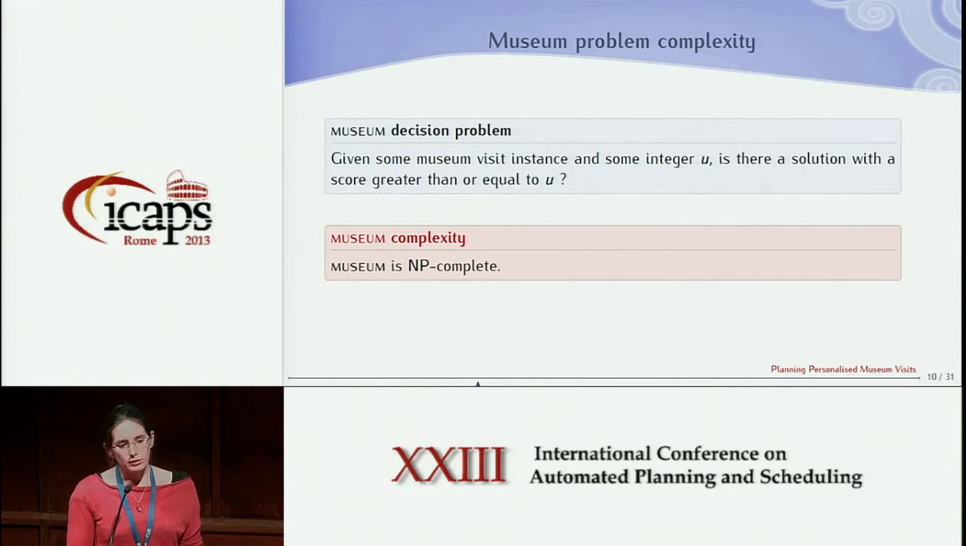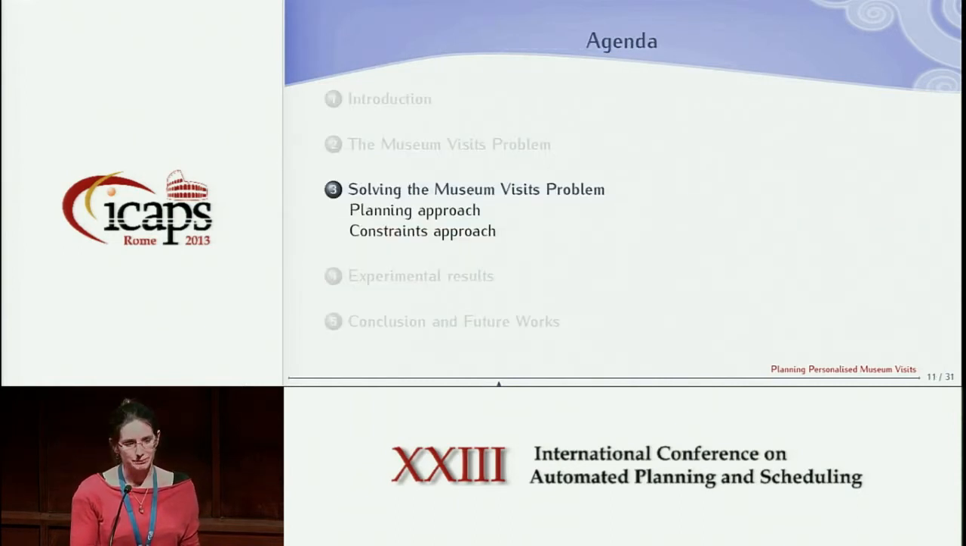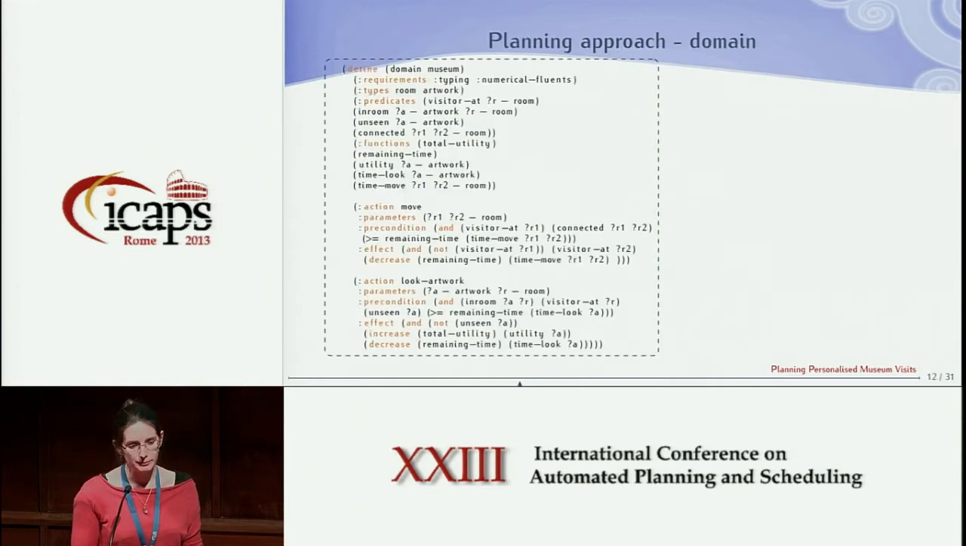We describe the museum decision problem as follows: given a museum visit instance problem and an integer u, is there a solution with a score greater than or equal to u? This is the museum decision problem, and we have shown that this problem is NP-complete. Now that we have presented the problem, I'm going to show you two different approaches to solve it. The first one is a planning approach. Classically, we have defined the planning approach into a domain specification and a problem definition.